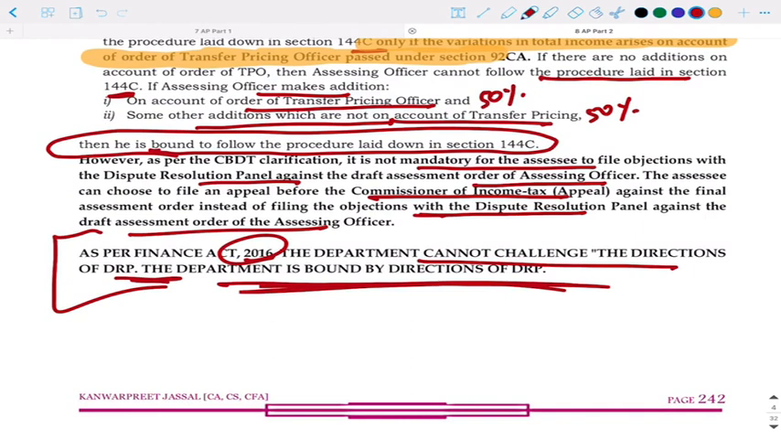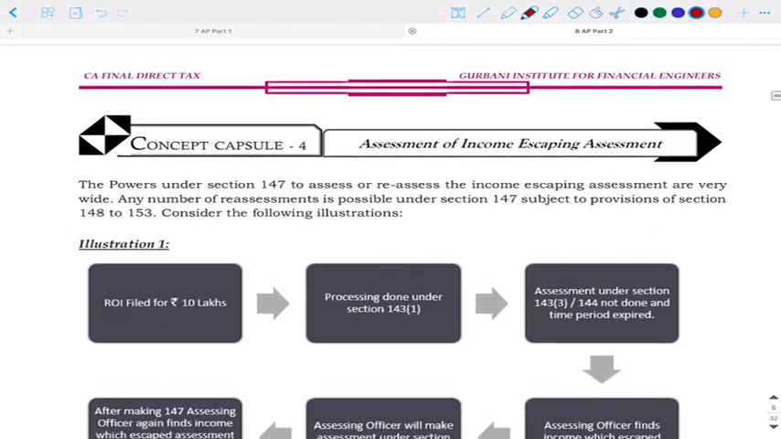Just revise it, and then after that we will start with our next big section, that is section 147.